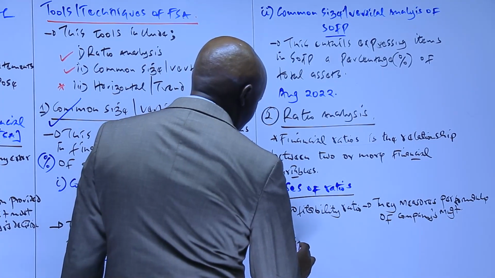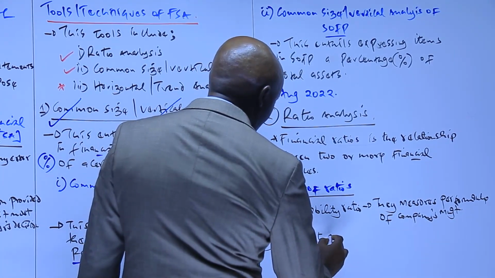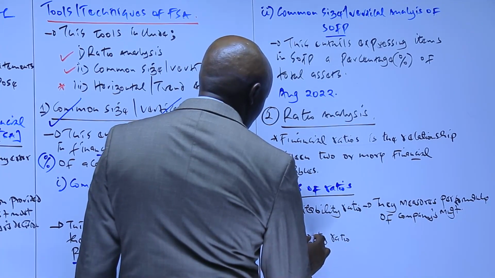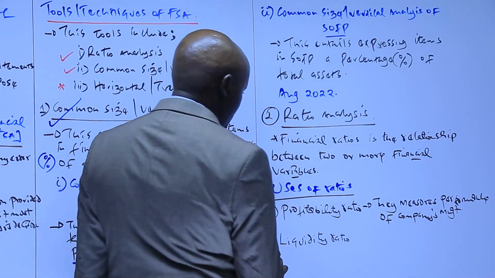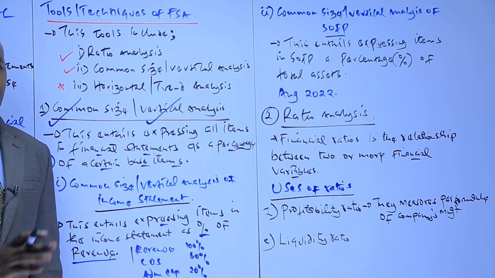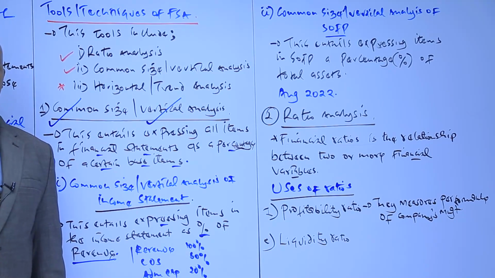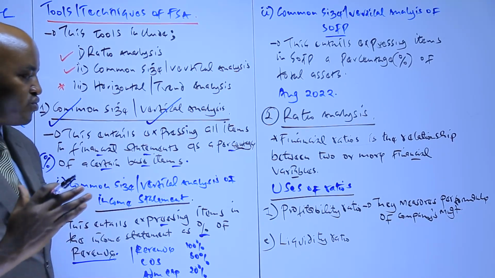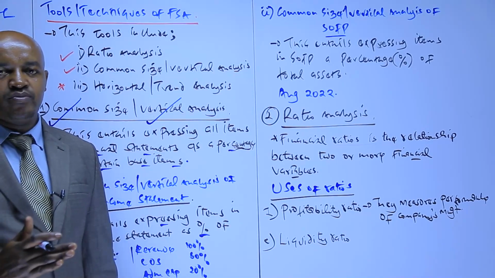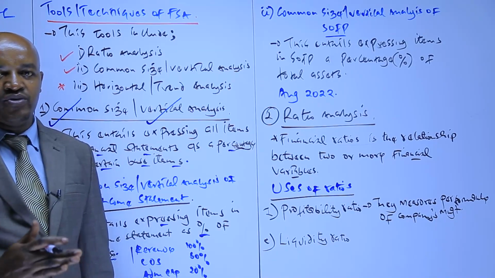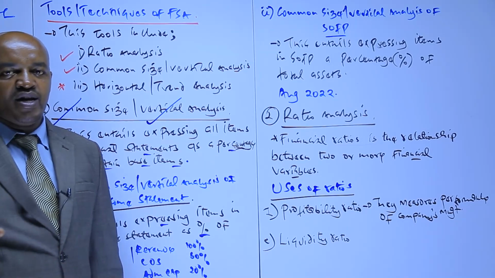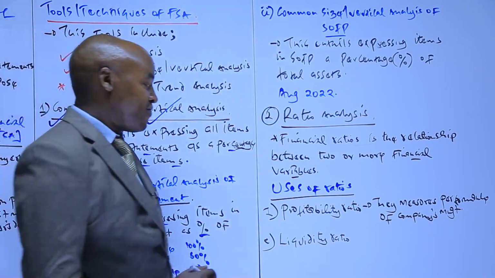Then we also have the other category of ratios, and that is liquidity ratios. So how are these particular ratios used? Liquidity ratios are ratios which are computed. We're going to look at various types of liquidity ratios, and they are used to measure the ability of the company to meet the short-term financial obligations as and when they fall due. These ratios are computed to determine whether the company will be in a position to pay the short-term debts as and when they fall due.